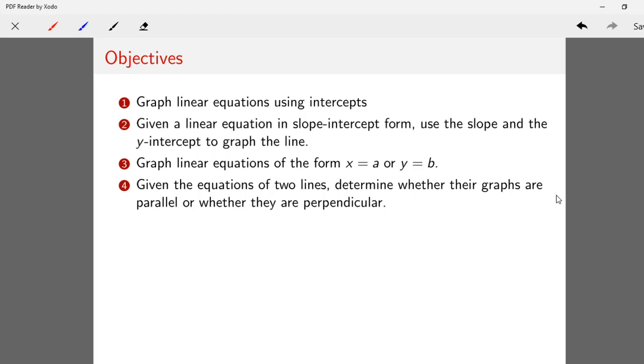We'll use slope-intercept form to graph a line, which is something that can give a lot of people trouble, as well as talking about horizontal and vertical lines, which also gives people trouble. And lastly, we'll talk about parallel and perpendicular lines. So this is a rather meaty section.